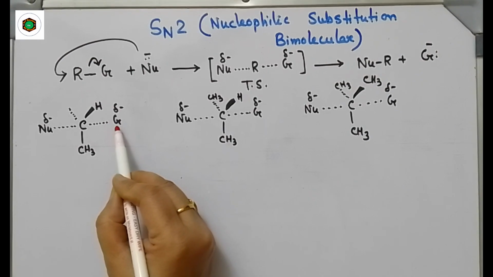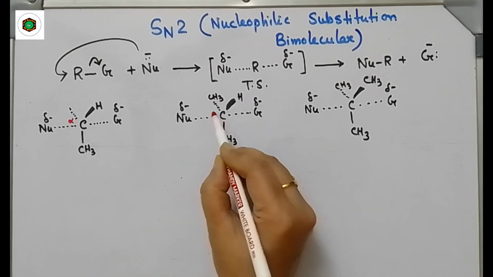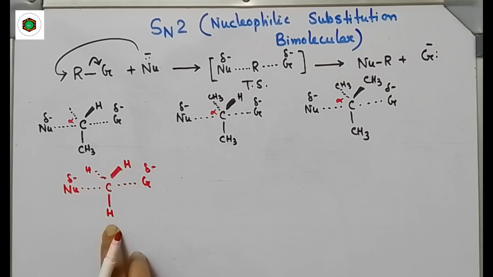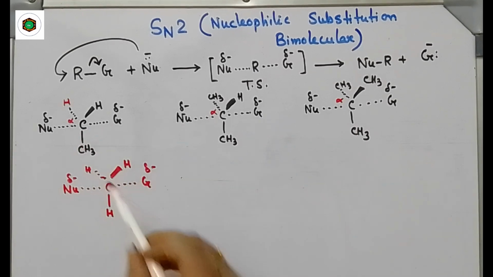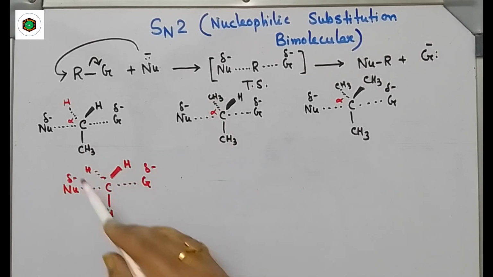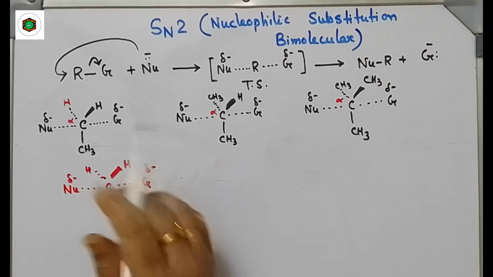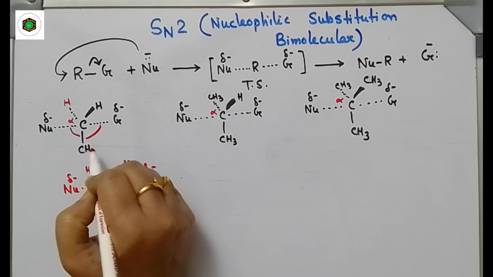Now see, with respect to this leaving group, this is the alpha carbon. If hydrogen is there, the transition state is like this. Now at the alpha carbon we are increasing branching, meaning here 1 hydrogen is replaced by CH3, here 2 hydrogens are replaced by CH3, here 3 hydrogens are replaced by CH3. Here steric crowding in the transition state is less, but since these bond angles are 90 degrees, steric crowding increases.